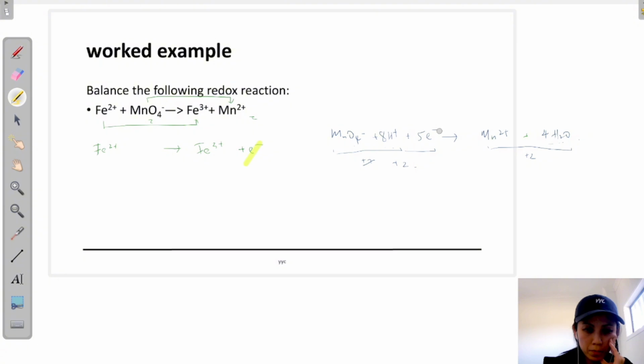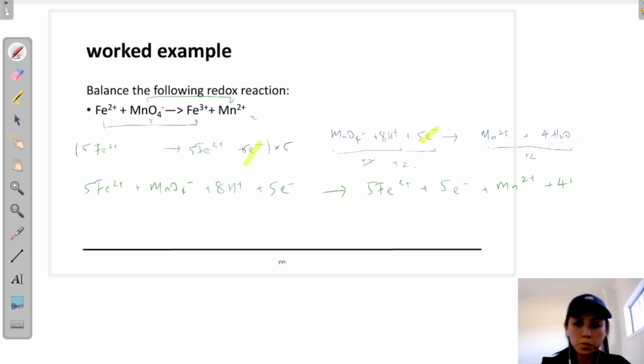So what I'm going to do is I'm actually going to multiply this by 5. Right? So by doing that, I know that when I combine them together, the electrons will cancel out. That's exactly what I want. So really what that's going to look like is 5 here and 5 here. So if I write everything together, everything on the reactant side, everything on the product side, let's do that right now. Cool. So that's what I've got right now.